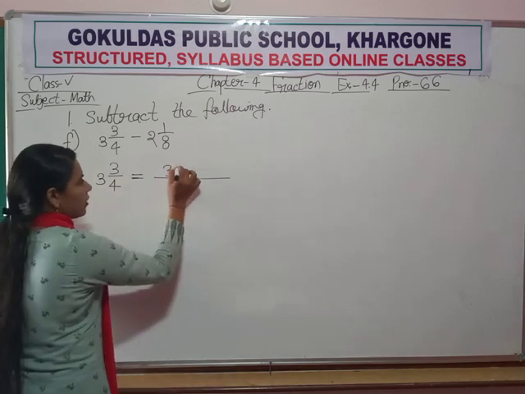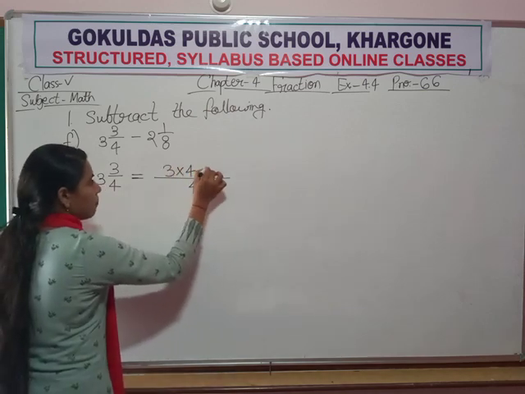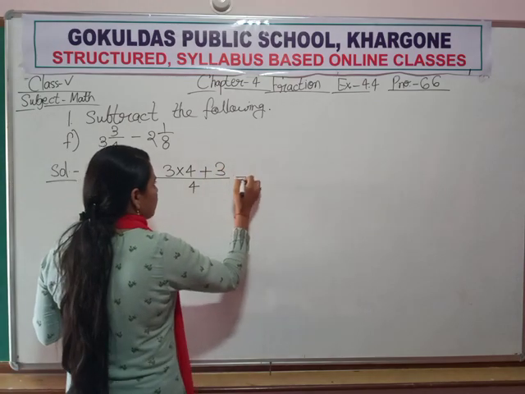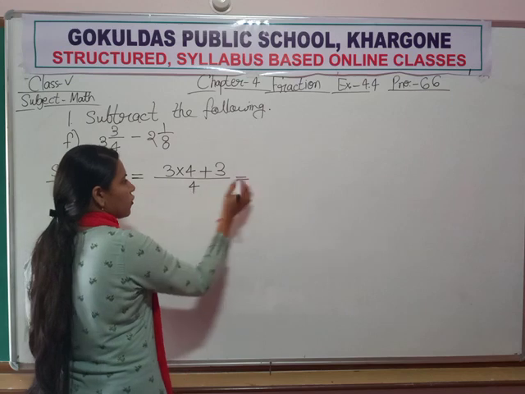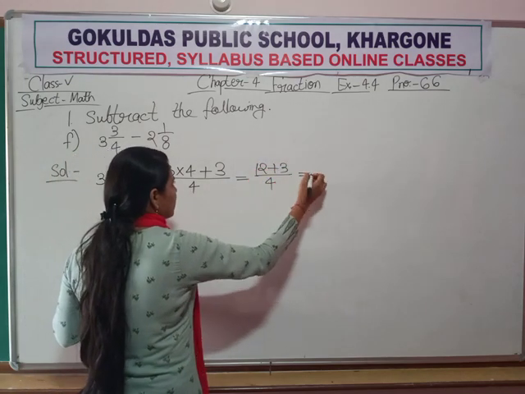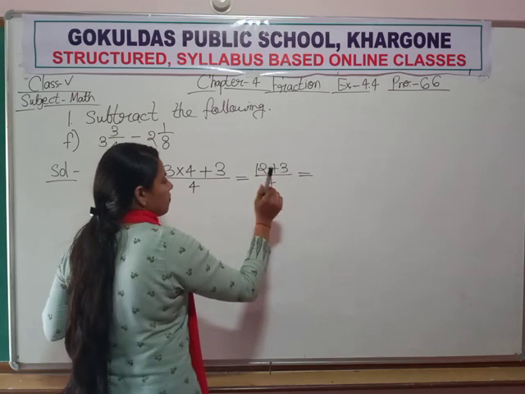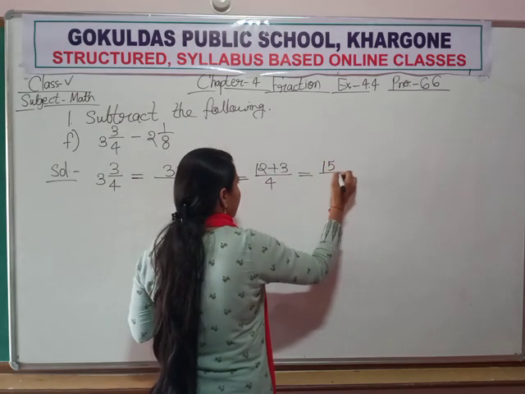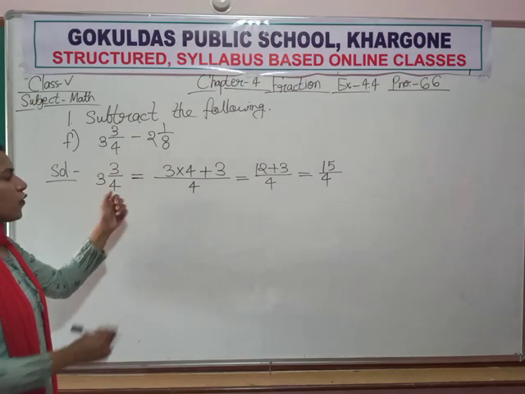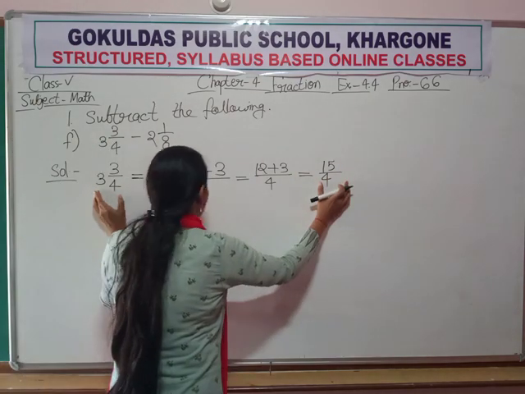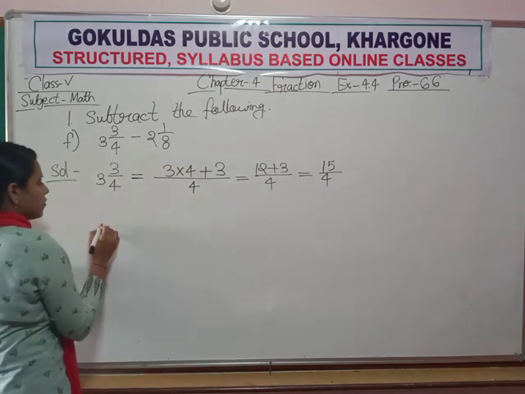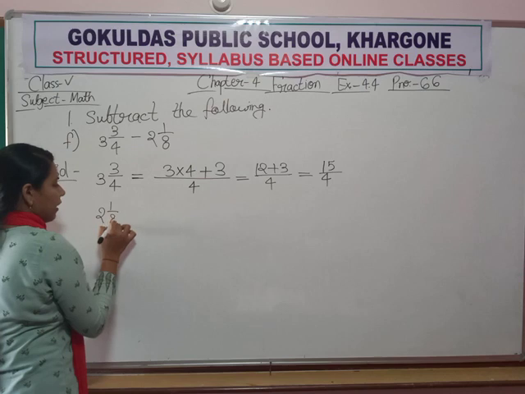Whole number is 3 with the denominator, plus the numerator. The numerator is 3, so write 3. Now solve it. 3 into 4, 3 fours are 12. 12 plus 3 upon 4 equals. Solve the numerator: 12 plus 3 is 15 upon 4. So 3 3/4 is equal to 15 upon 4. Both these are equal. Now our next fraction is 2 1/8.